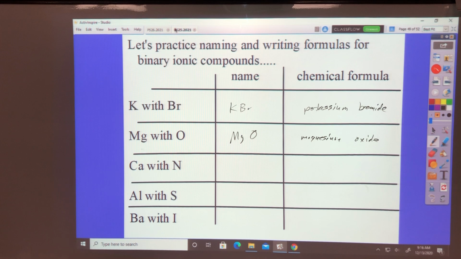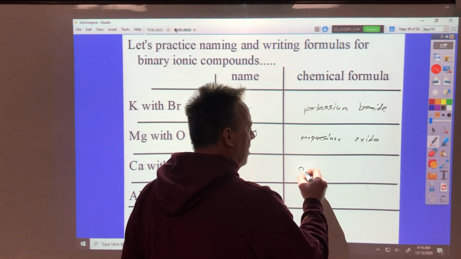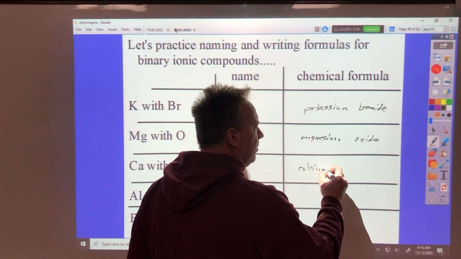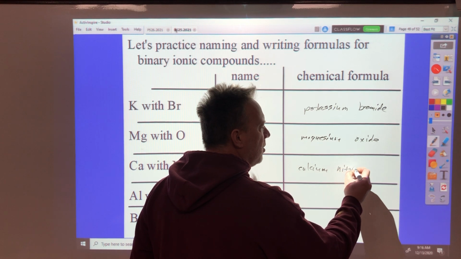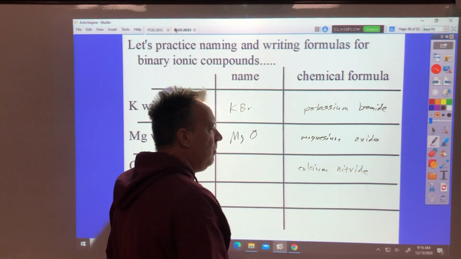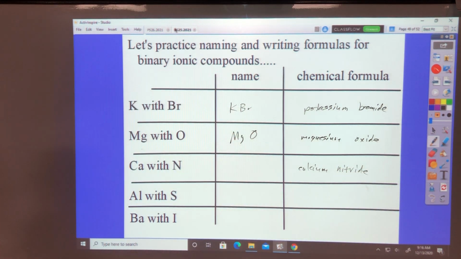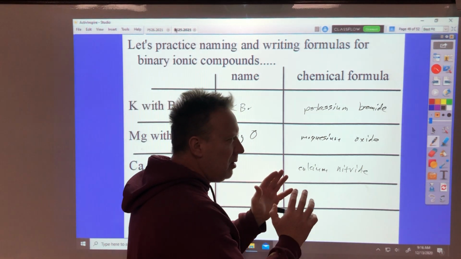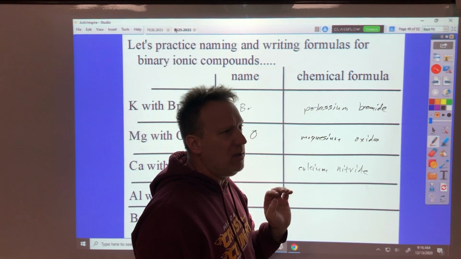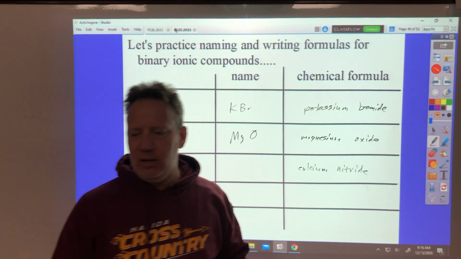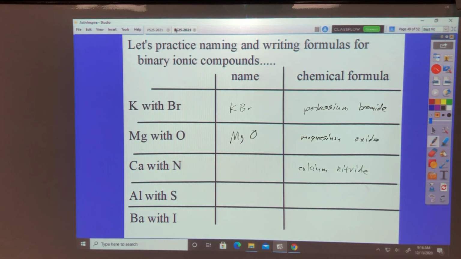So it's calcium and nitrogen. Has to be calcium nitride. And you may have a little bit of question about exactly which letters to chop off and exactly which ones to leave. I'll be forgiving on that. Just try to chop a few off and add one on until it sounds right. Now, how many of each?